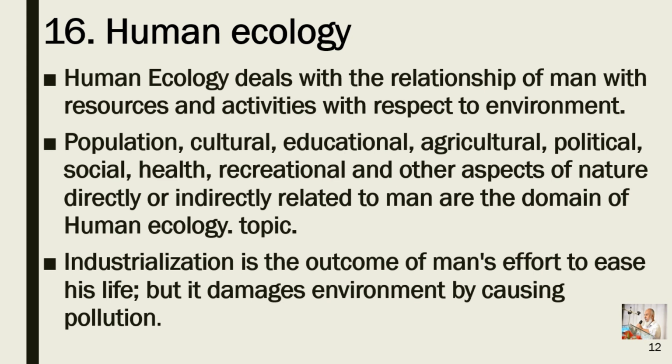Human ecology. Human ecology definitely, whatever we are doing, all aspects of ecology, they ultimately converge towards the human. Human ecology deals with the relationship of man with the resources and activities with respect to environment. Population, cultural, education, agricultural, political, social, health, recreational, and other aspects of nature directly or indirectly related to man are the domain of the human ecology.